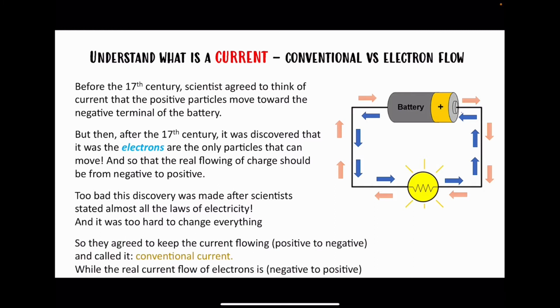But since this discovery was made, as I said, after almost all the laws of electricity were stated, it was really, really hard to change everything. So they agreed to keep the current flowing from positive to negative, calling it the conventional current. Here, this arrow represents the conventional current, and that's the actual electron flow. In the questions, we will use the conventional current.